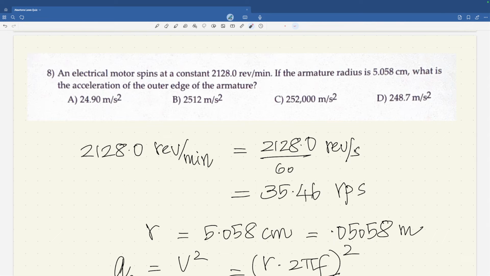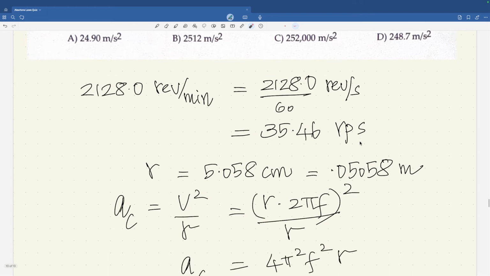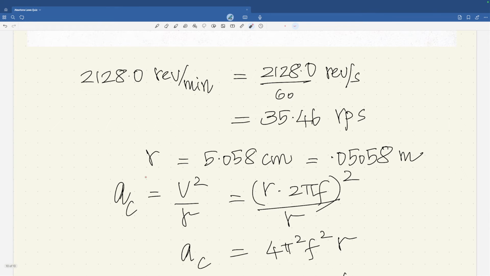Okay, that brings us to number 8. An electrical motor spins at a constant 2128.0 revolutions per minute. If the armature radius is 5.058 centimeter, what is the acceleration of the outer edge of the armature? So when something is spinning at a constant rate, the acceleration that we have is called the centripetal acceleration. And the centripetal acceleration is given by v squared by r. So that's a formula for centripetal acceleration.